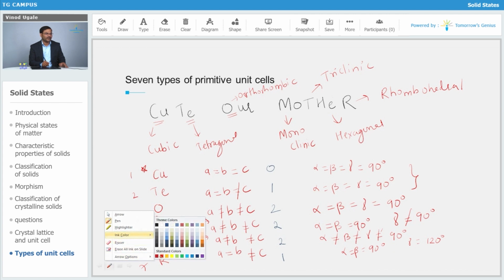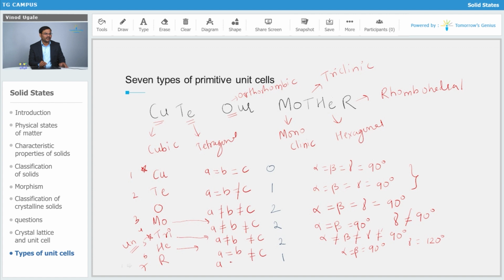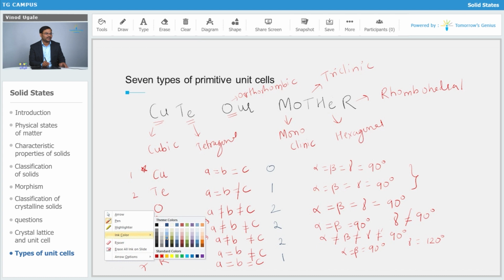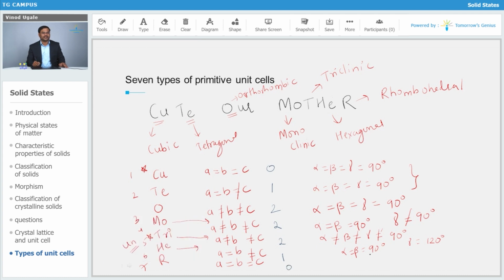In case of rhombohedral, we are going to get all sides equal. So how many unequal signs do we have? In this case we are going to have 0 unequal signs. So what are we getting over here? We are getting one relation, that is 0, 1, 2, 2, 2, 1, 0. We can do it like this: 0, 1, 2, then 0, 1, 2, and in the middle write 2. So that many unequal signs you are going to get in case of the side parameters.